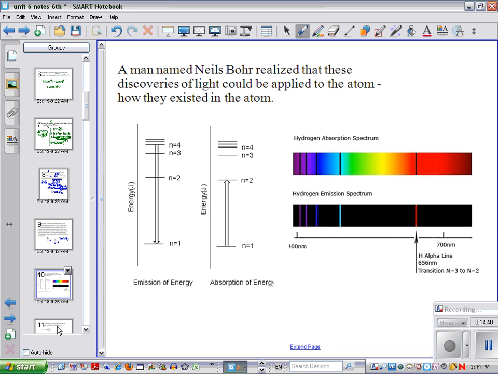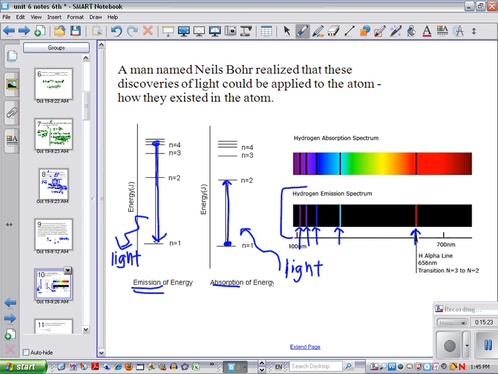Now, Bohr came around and applied this concept of light to the atom. I want to make sure that you guys understand the difference between emission and absorption of energy. When an electron goes from an excited energy state and falls down, it's going to release light. It's going to emit energy in the form of light. You get emission spectra from that. That's this one on the bottom. You can see that depending on how that electron changes energy level, it releases specific bands of light, which are unique for every element. When an atom goes from its ground state and jumps up an energy level, it has to absorb energy in the form of light.